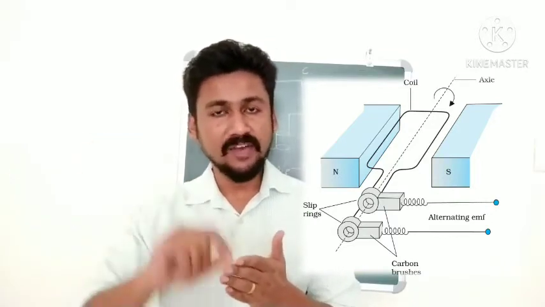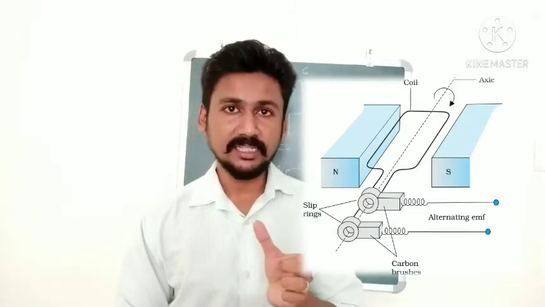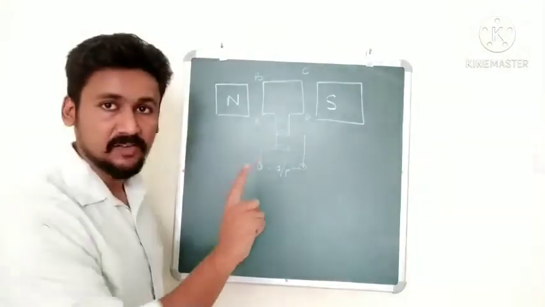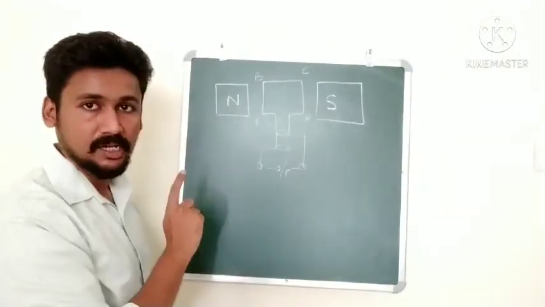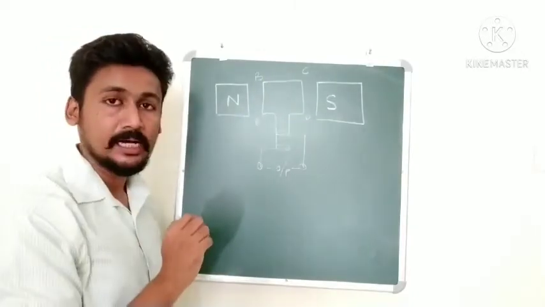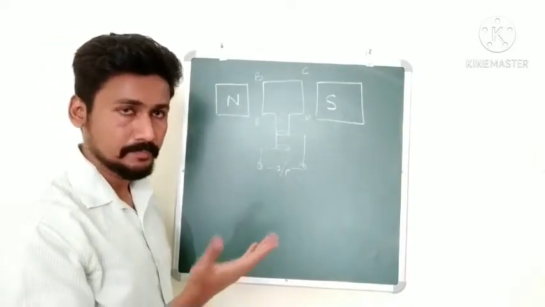But any type of energy we are using, the fundamental principle remains the same. Now let us see it on the board. So first we will need a strong magnetic field. Then this is the coil A, B, C, D. It is a rectangular coil.